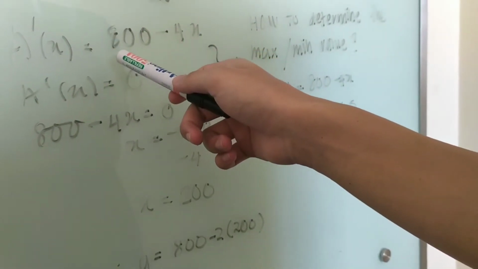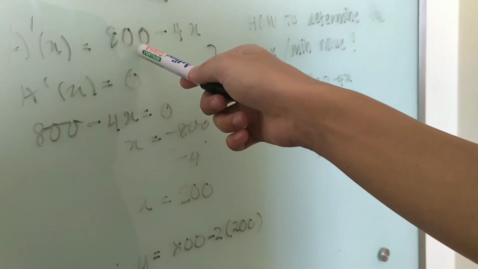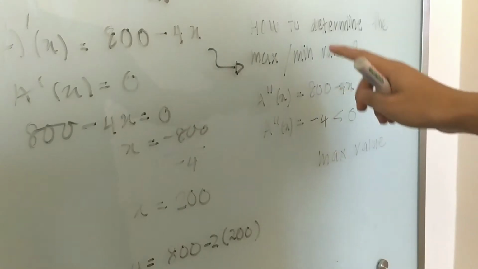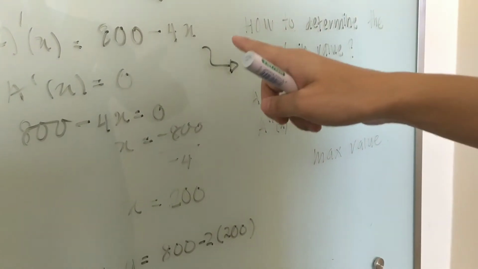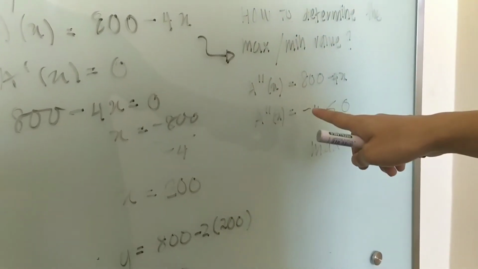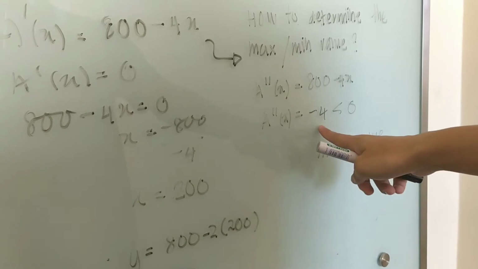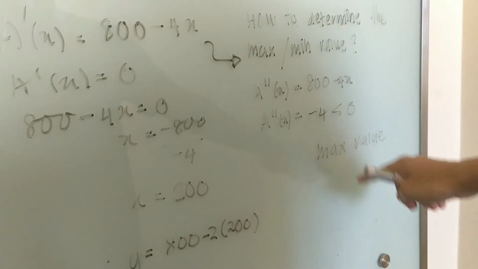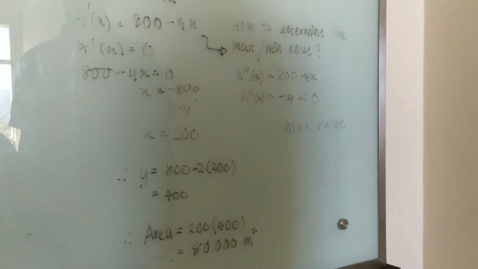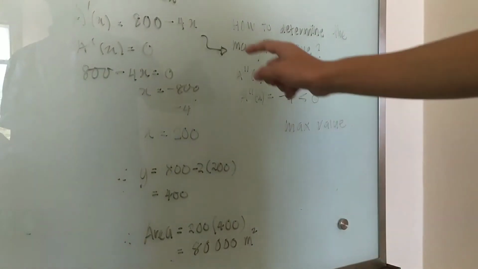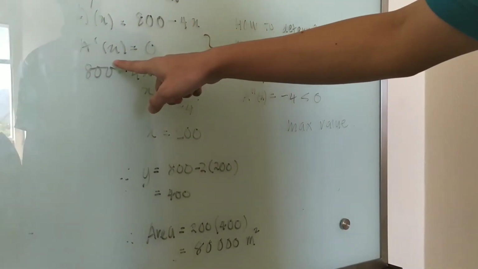So we differentiate the area like this. So we get 800 minus 4x. From that, to determine the maximum or minimum value, we get negative 4 as the value of the second derivative. So negative 4 is less than 0. So we conclude it as a maximum value. After we determine the maximum or minimum value, in order to find the value of x, we must set the first derivative equal to 0.